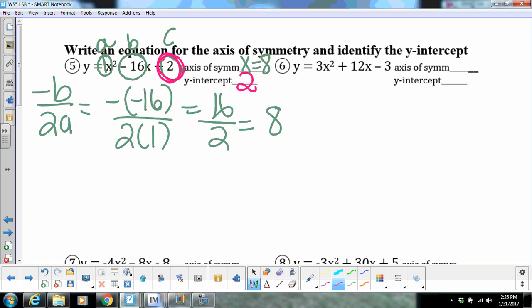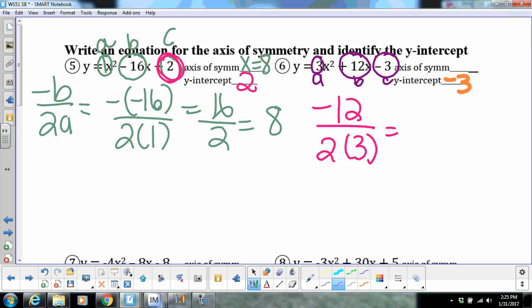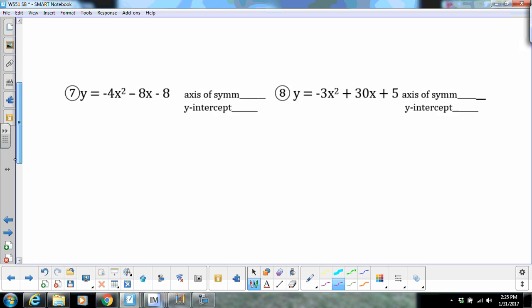I'll also jump over here to problem number 6 with you. Here's our a, 3. Our b is +12, and our c is -3. I'm going to write in that -3 as my y-intercept because I know it's that last number. The axis of symmetry is the opposite of b, so -12 over 2 times 3, so -12 over 6, which is simply -2. So x equals -2 would have been your axis of symmetry. That leaves you with number 7 and 8.